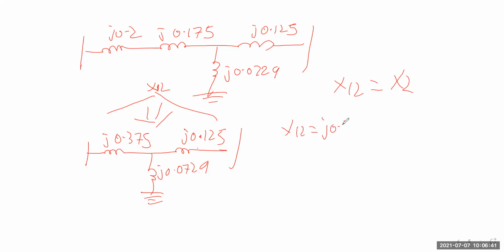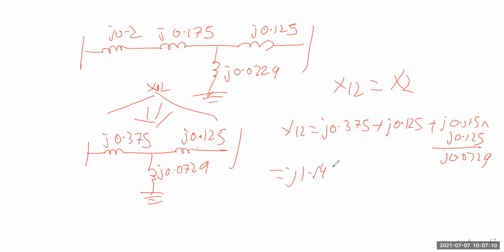J 0.375 will add with J 0.125, plus J 0.375 into J 0.125 by J 0.0729. So we'll solve this and we'll get a value of J 1.1430 per unit.